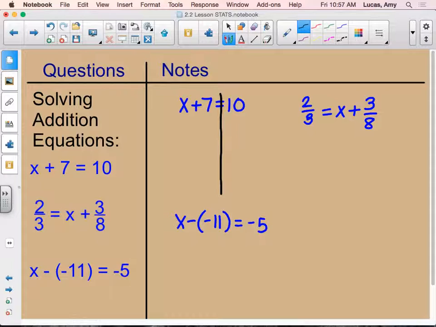So here's the method that you're going to see me using. I've got my train track. I look for the variable. My variable is x. If 7 is being added to x, I know that the inverse of adding 7 is subtracting 7. If I subtract 7 on each side of my equation, that's okay, because it's like taking 7 off of each side of a balanced scale. It's not going to affect that equality. So as long as you do the same thing on each side, the equal sign stays intact. So now x equals 10 minus 7, which is 3.